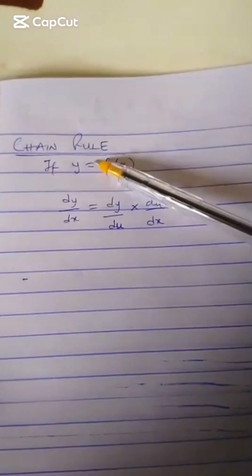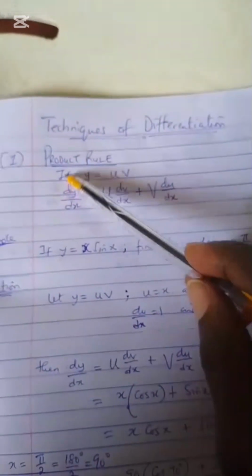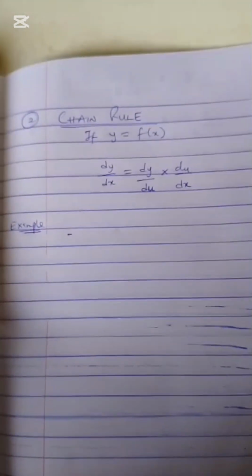Alright everybody, good afternoon. Today we're going to look at techniques of differentiation. We have several techniques. One of them is the product rule, which we'll look at, and then we'll also look at the quotient rule. And then we'll end with the chain rule, or rather we'll start with the chain rule. So let's start with the chain rule.